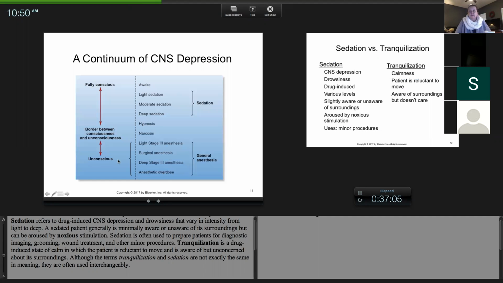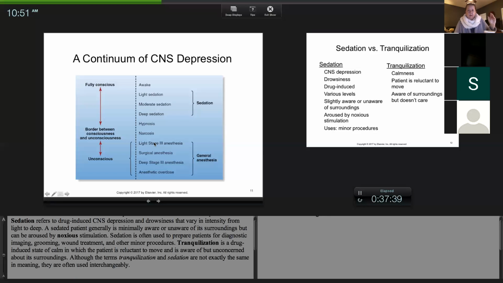Okay. This is a very important slide. So this is a better version of this. Okay. This is my quick 2-second version, but I wanted to use that real quick to explain something. Here we have an animal awake. We've got the light sedation, moderate, deep. Hypnosis and narcosis. There's something I'm going to talk about later. I'm going to talk about these levels of anesthesia.